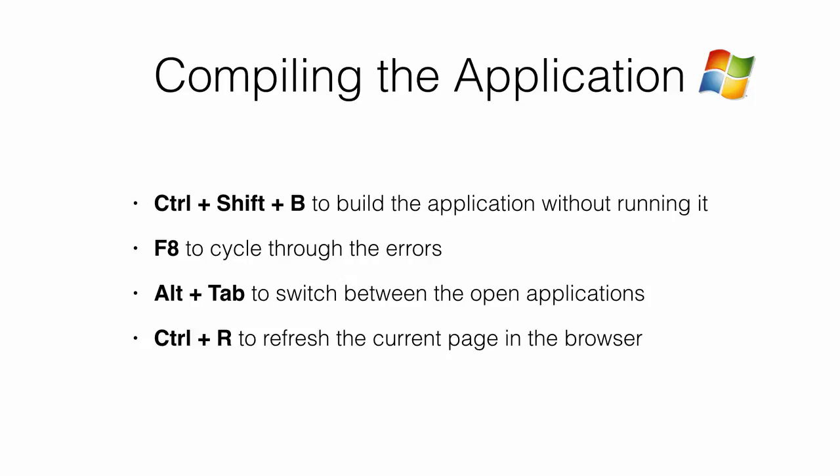If there are compile time errors, press F8 to cycle through the errors. Press Alt and Tab to switch between open applications, for example between Visual Studio and your browser. Press Ctrl and R in your browser to refresh the current page.